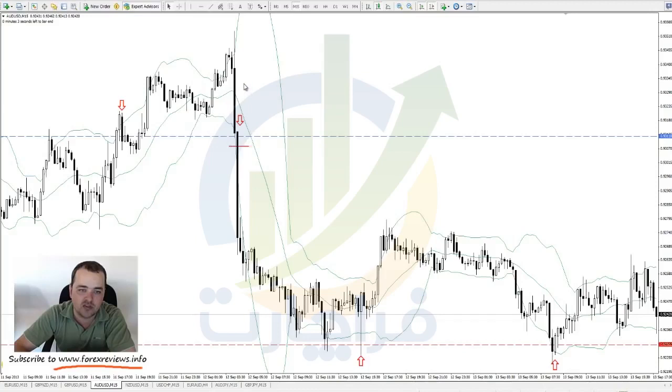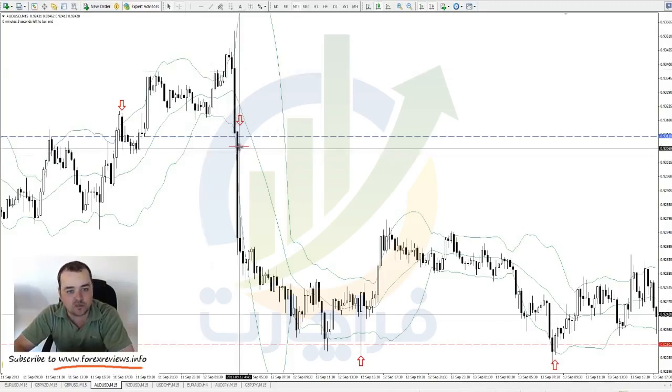Just in case it decided to flick back at this structure, as it could have been a structure play, and I'd want to be out pretty much straight away. So I just placed a stop just up above here somewhere. It's a small, like 10, 15 pip stop, if that. And I took this pair down to here.